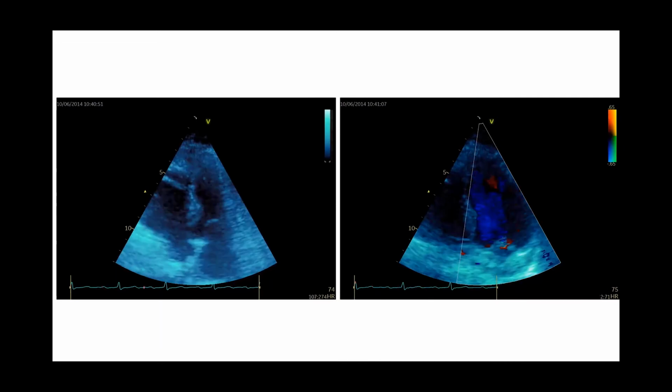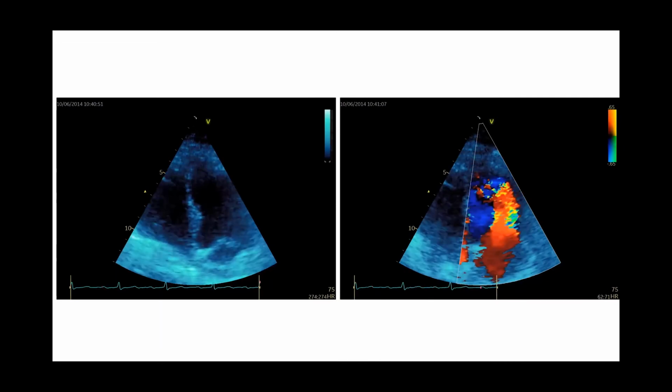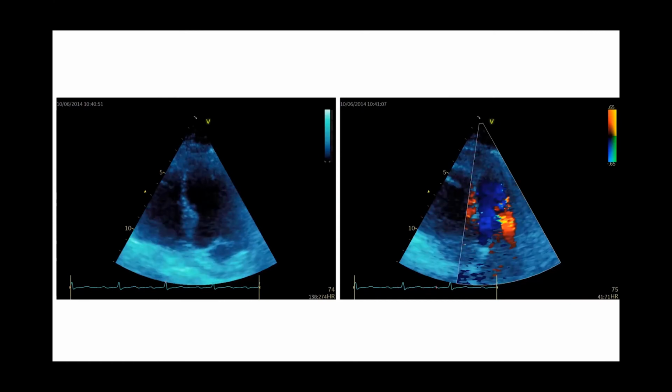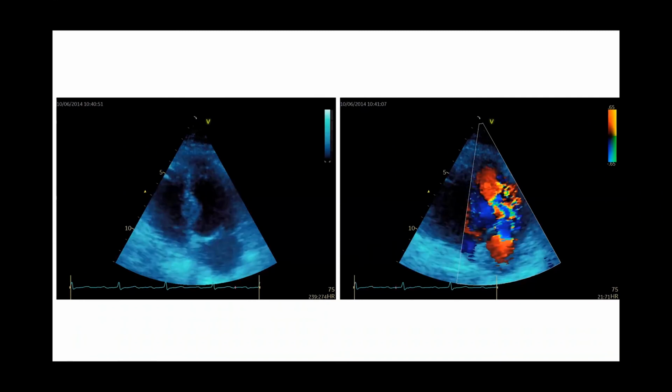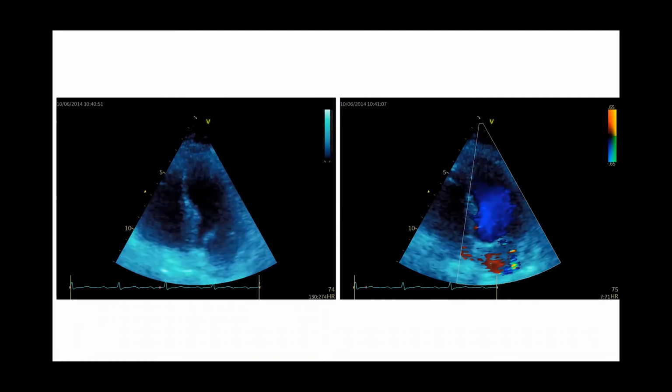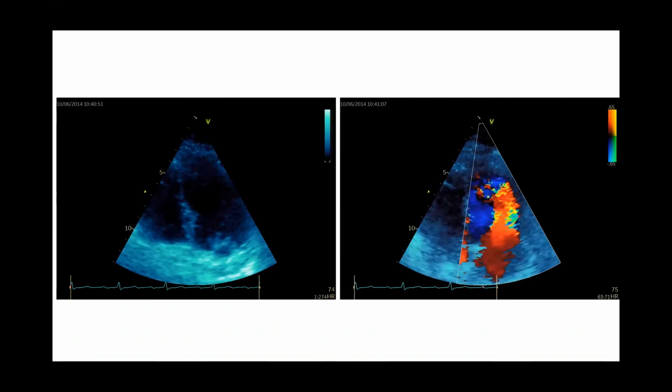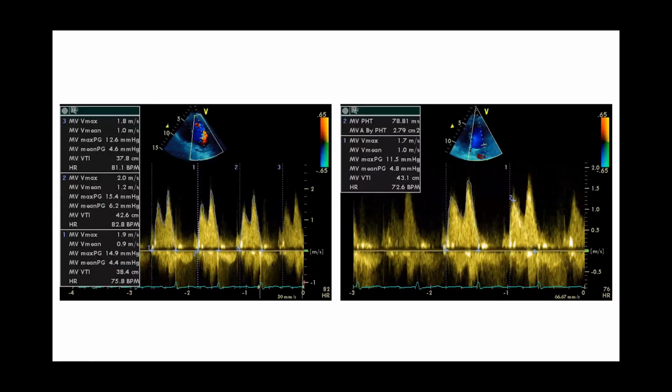Yes. So there is at least a mild enlargement of the right ventricle on this view, but systolic function looks normal. So I would like to identify whether there is any associated tricuspid regurgitation to reflect on pulmonary pressures.